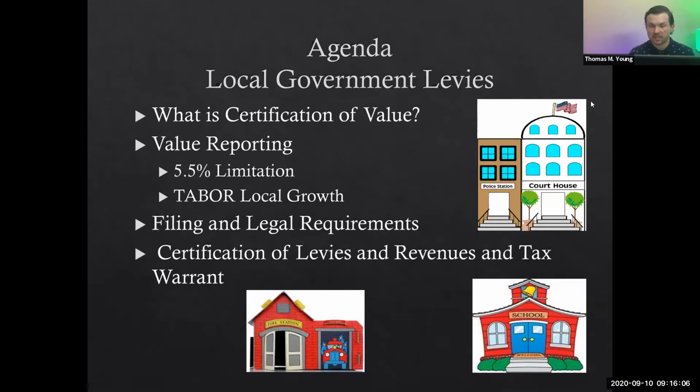Then we're going to talk about what's actually on that certification of values, what affects the 5.5% limitation and the TABOR local growth limitation. We're going to talk about all the filing and legal requirements that are required on the entity's side in order to basically levy a mill and get money to fund operations. The last piece of the class is going to be Cynthia Thayer. She's going to give you guys an introduction to DOLA as a department and go through some of the budgeting law and budget requirements that everybody's going to have and follow.